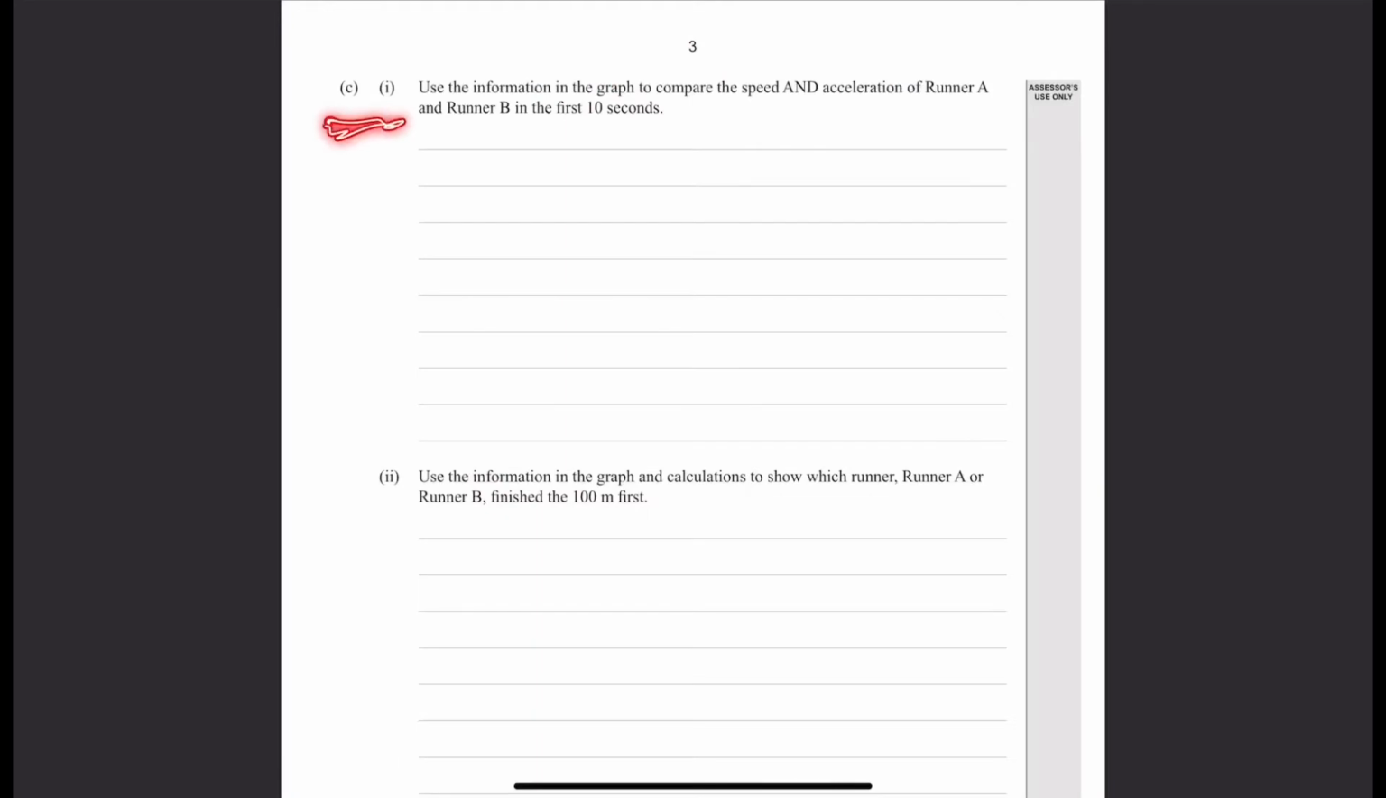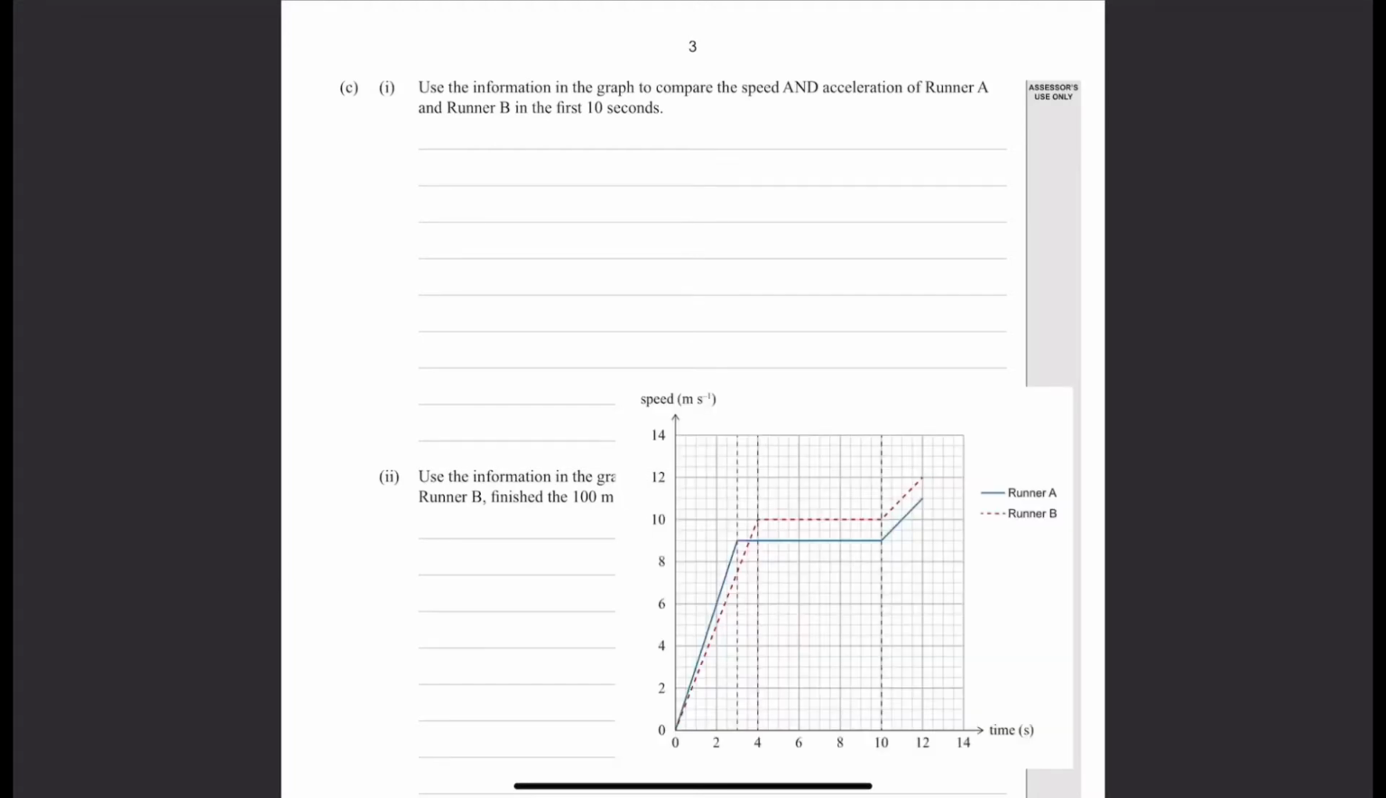For 1C(i), it says, use the information in the graph to compare the speed and acceleration of runner A and runner B in the first 10 seconds. So we're going to calculate acceleration and velocity for the first 10 seconds. Now, to make this easier, I'm just going to quickly paste in a picture of the graph. That's much better. Now we can use this graph down here to help us answer our question. I've just taken this from the front page. You'll just flick back.